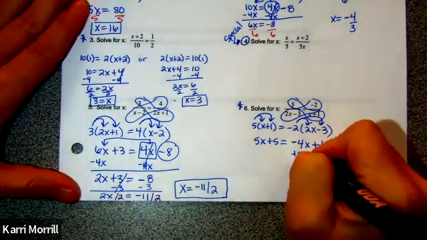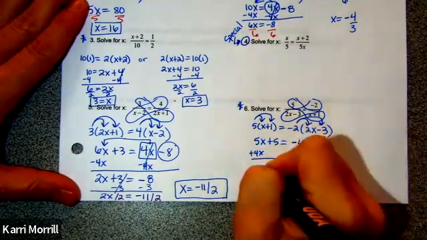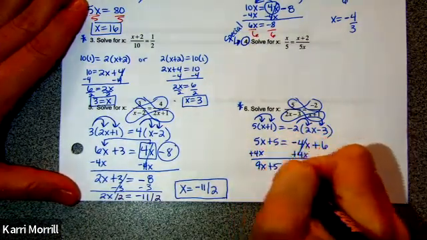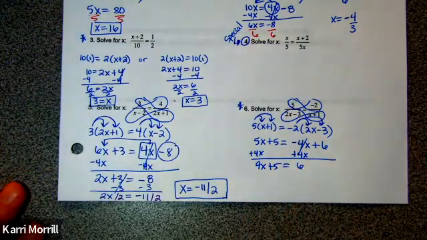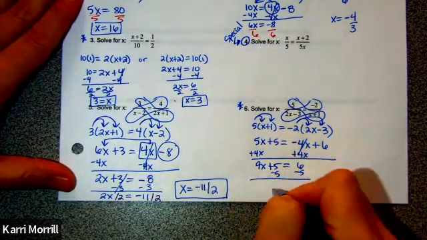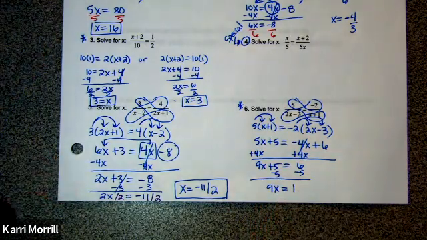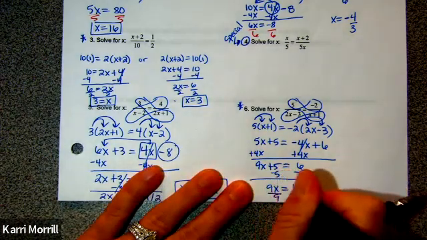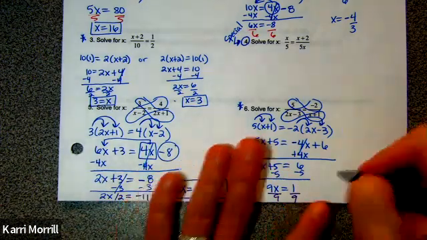Okay, so here we're gonna add 4x. So 9x, I'm gonna bring down my 5 and my 6. Then you're gonna subtract 5. We get 9x equals 1. What's my last step? Divide by 9. And we're gonna leave it as 1/9. We're not gonna divide and try to turn that into a decimal.